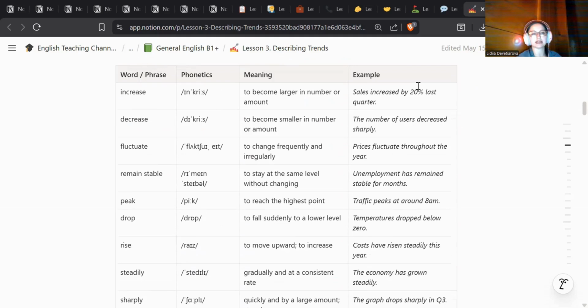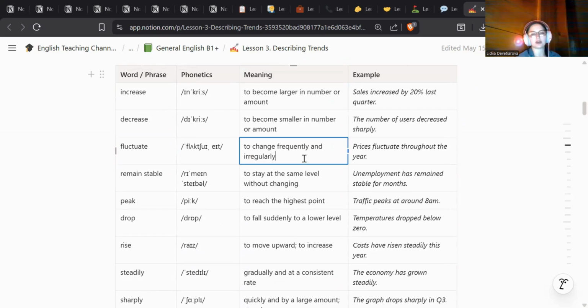Well, so let's start with some vocabulary. Increase. Become larger in number or amount. Sales increased by 20% last quarter. Decrease, the opposite, to become smaller in number and amount. The number of users decreased sharply.